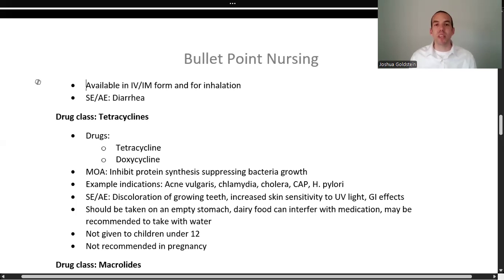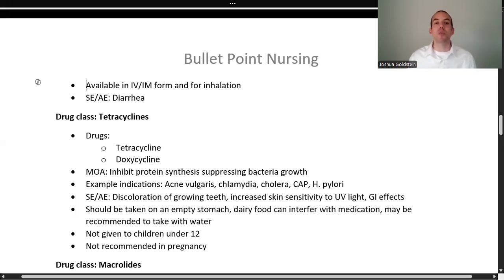These do have a few specific things, and these are very commonly tested on because it's patient education stuff, which you know that we love testing on. So please take some good notes. Discoloration of growing teeth, which is one reason why we don't give it to children. It can cause increased sensitivity to skin. So for patient education, make sure they're wearing clothing or avoiding long sleeve clothing or avoiding sunlight. GI effects. Now, however, we talked about GI effects and the solutions to take it with food.